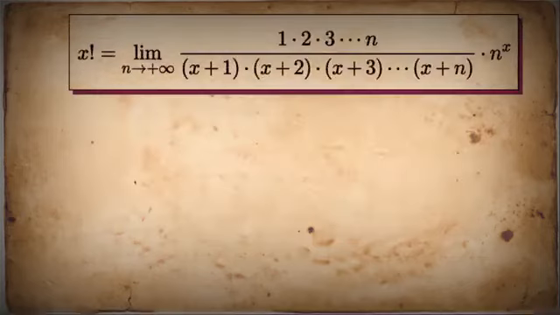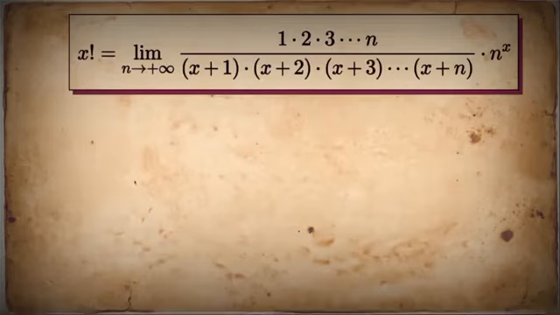Expanding the factorial of n as the product 1 times 2 times 3 all the way to n, and placing n to the x on the right, we now have a concrete function, call it f of x, defined by this limit. It takes any real input x and returns the value of the extended factorial. The task now is to verify it works correctly, and to compute the value at x equals 1/2.